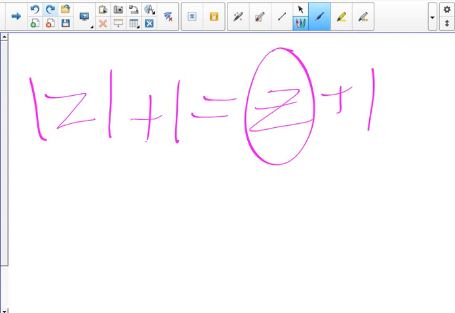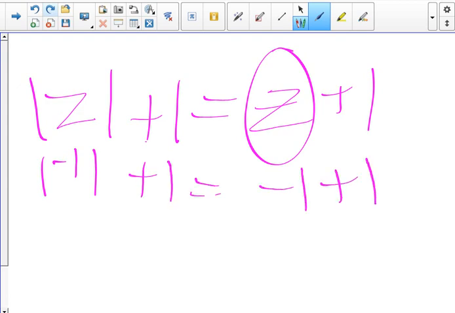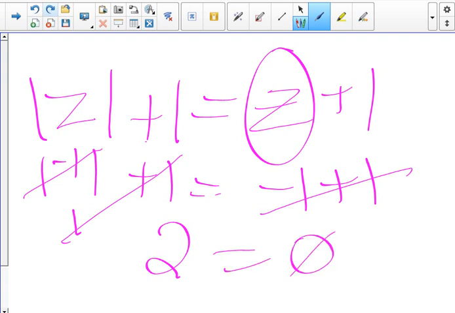If z is less than 0, we've got a problem, right? Because what would happen if z is less than 0? So we've got an absolute value of -1 plus 1 equal to -1 plus 1. So you've got, that's going to be a 1 plus 1, which is 2. -1 plus 1 is 0. 2 does not equal 0. So anything less than 0 is going to cause this a problem.